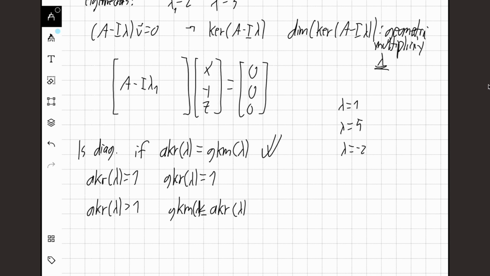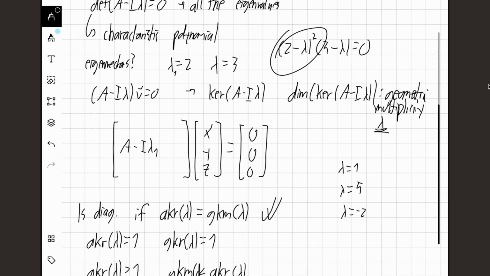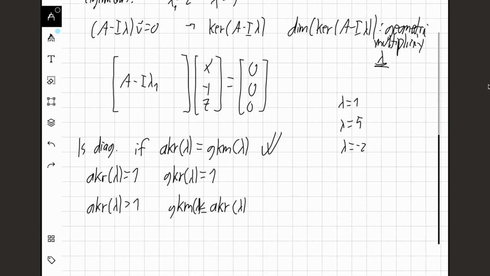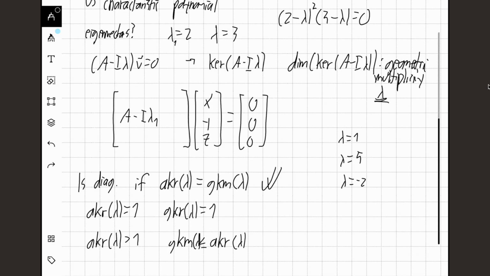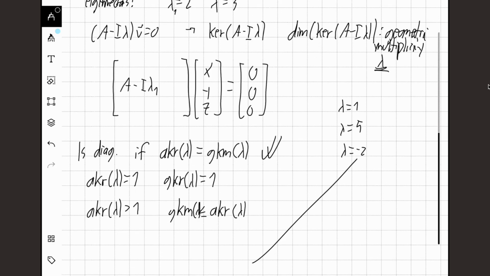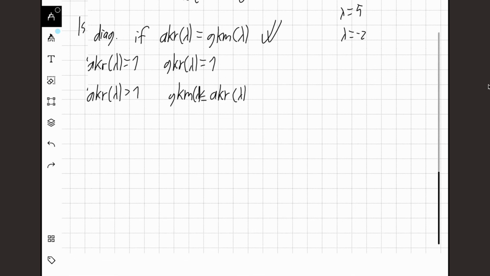If we have a repeating root, let's say (2 minus lambda) squared, we can have a problem because it can have two linearly independent eigenvectors in the kernel of this eigenspace, or it can only have one. And as soon as the geometric multiplicity is smaller than the algebraic one, then the matrix is no longer diagonalizable, and that's the whole trap. And then it's over. Then it doesn't work. Which is why we have to be so careful sometimes.